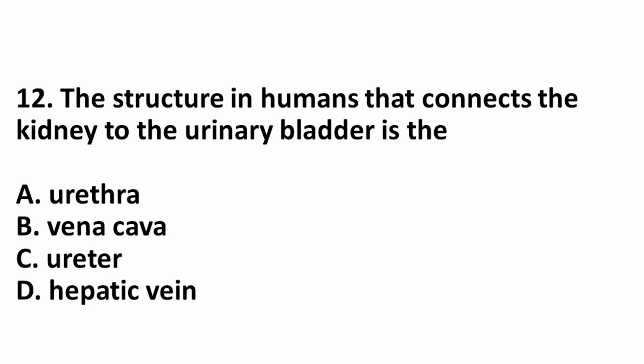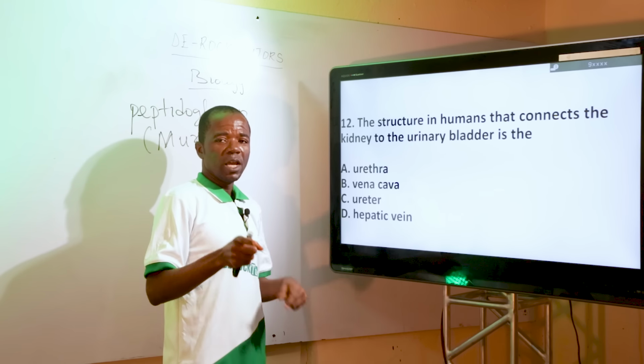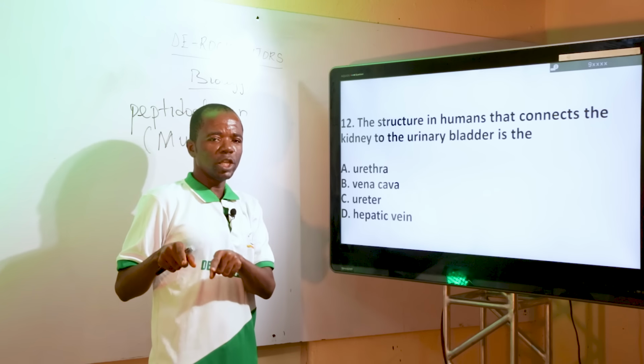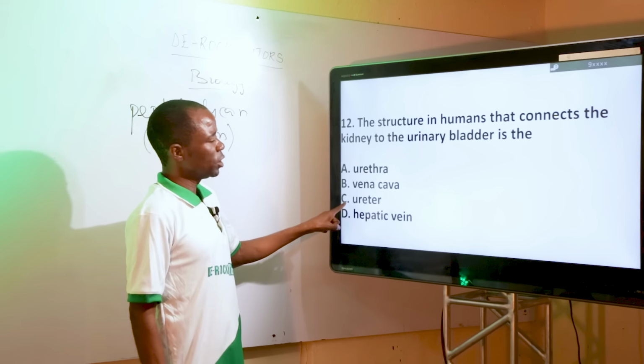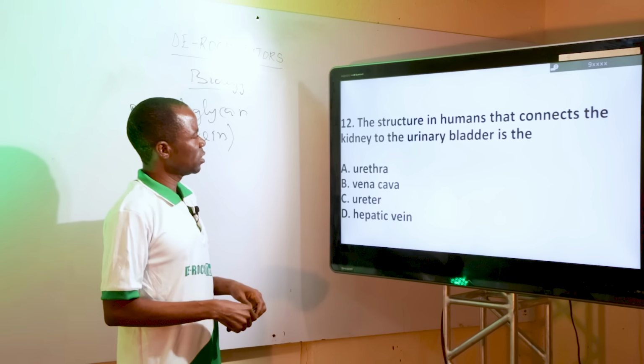Urethra, on the other hand, is called a urinogenital organ. In males, for example, the urethra performs a dual function. Number one, it serves as a passage for semen and it also serves as a passage for urine, hence the name urinogenital organ. So once again, the correct answer for this is option C, ureter. Let's look at number 13.